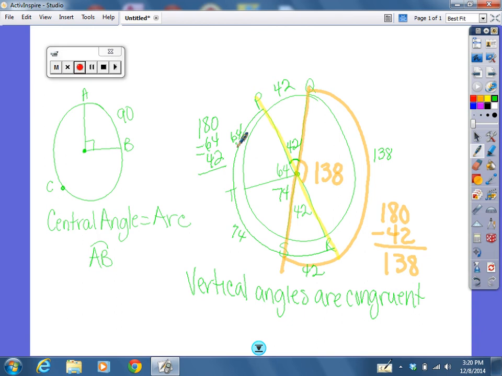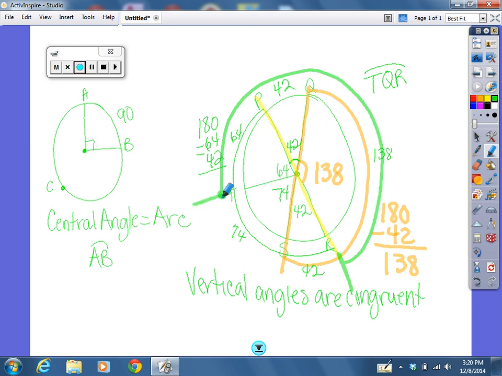If I wanted to answer the arc TQR, I would start at T. Let me do this in a different color so we can see it. I would start at T, I would go to Q until I got to R. So when I did that, I'm talking about everything that falls in between that arc of green. That means 64, 42, 138, and that's it. So I would add these together, and I would get 244 would be my answer.